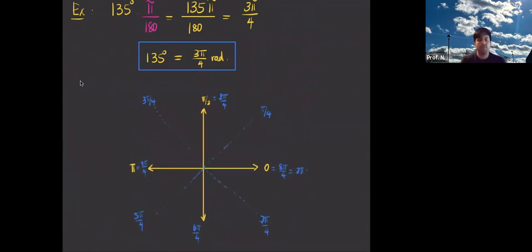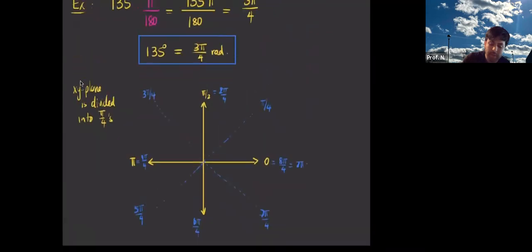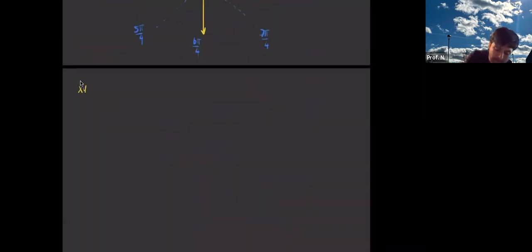So this is one way to divide up our xy plane into pi over 4s. So this is when the xy plane is divided into pi over 4s. But then there's another way to divide up the xy plane. And the xy plane is divided into pi over 6s. Now, what is that?